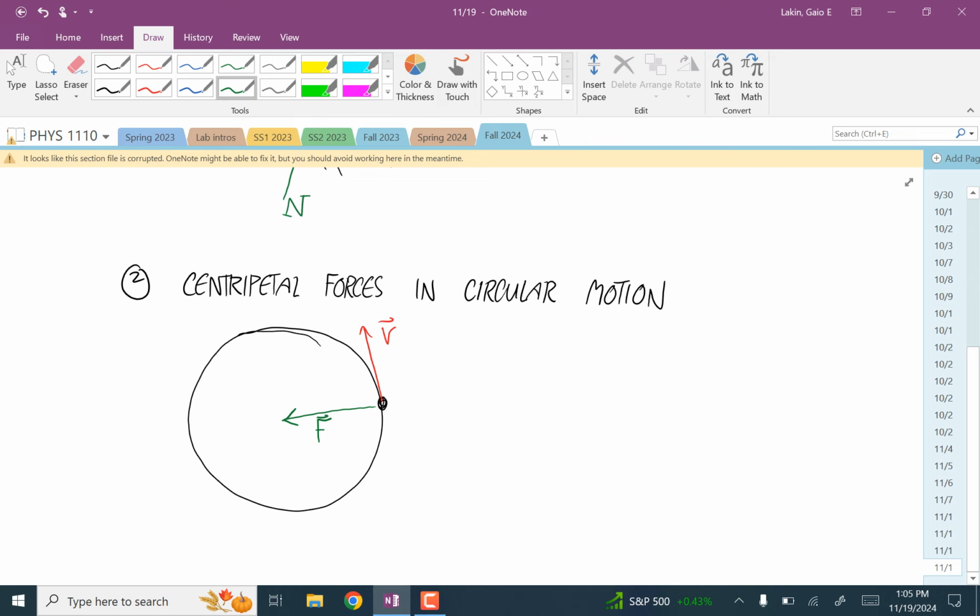Yes? So does work only speed up or slow down objects? Correct. And think of it like this: an object doesn't actually have to be speeding up or slowing down for a force to do work. It's just, if that force were by itself, would it be making the object speed up or slow down? So here's an example.